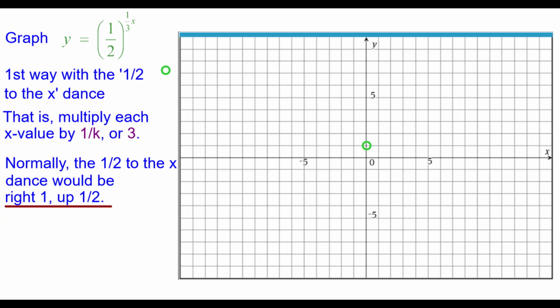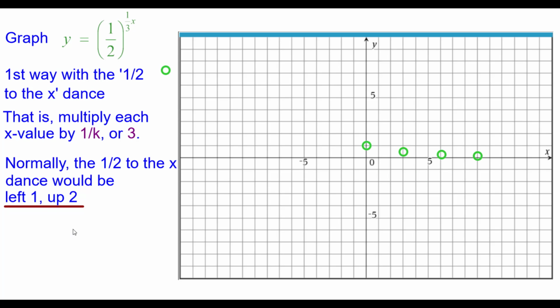Normally, the 1/2 to the x dance would be right 1 up 1/2, but in our graph, it's going to be right 3 up 1/2, because 3 times 1 is 3, and the y-coordinate is unaffected. So right 3 up 1/2. Next point is normally right 2 up 1/4, but for ours, it's going to be right 6 up 1/4. 3 times 2 is 6. Next one is normally right 3 up 1/8, but for ours it's going to be right 9 up 1/8. 3 times 3 is 9.